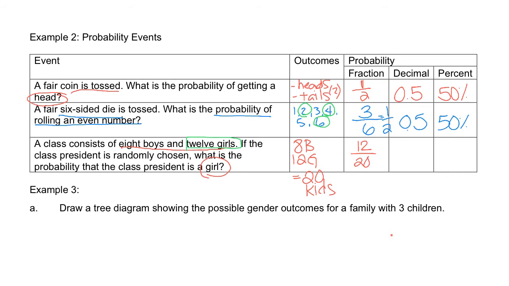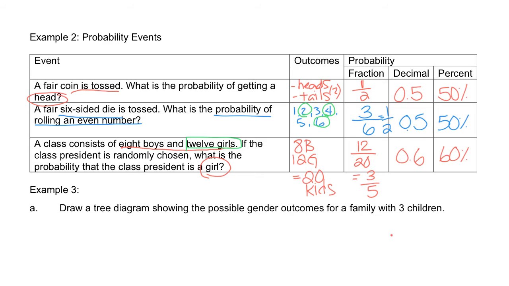of the 20 kids. Okay, I could reduce this fraction to 3 out of 5. When I find my decimal, I get 0.6. So I have a 60% chance of choosing a girl for the class president.